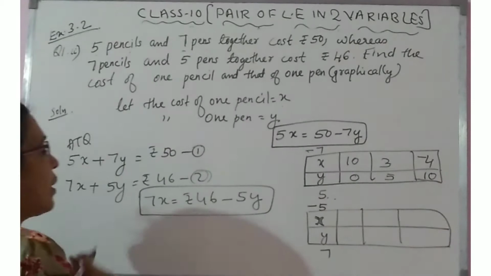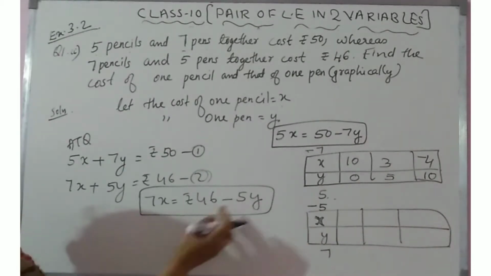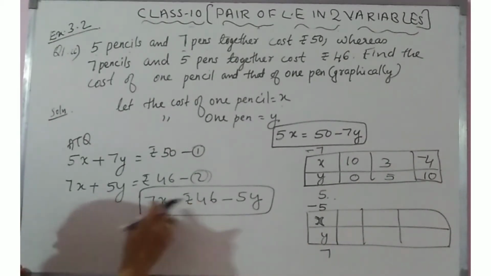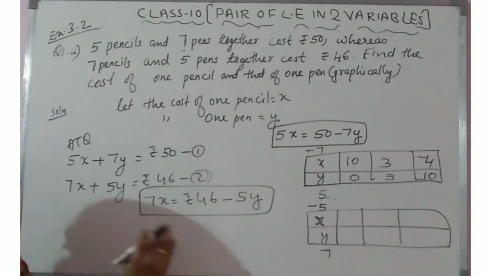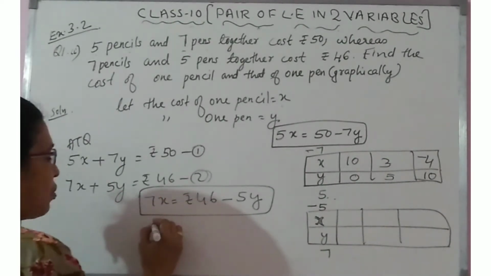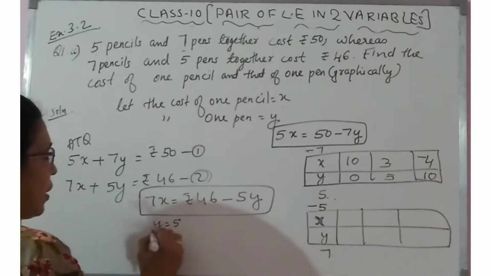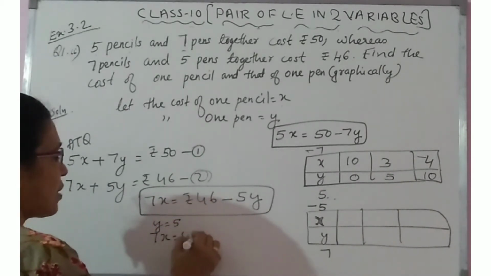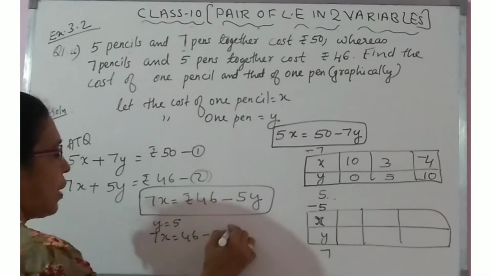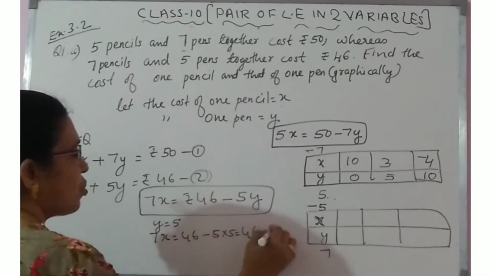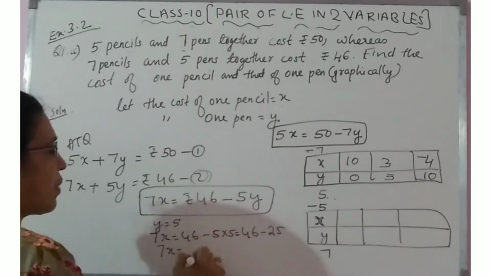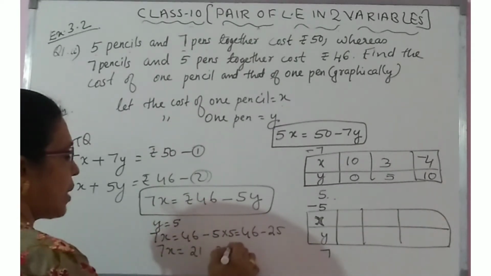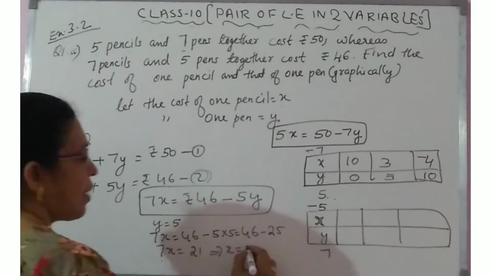While finding the solution, if you take y is equal to 0 here, then we are getting 46. 46 is not there in the 7 table. So you have to try some other number. You have to calculate in mind and find it out. So here I am going to substitute y is equal to 5. Now 7x is equal to 46 minus 5 into 5. That is 46 minus 25, so 7x is equal to 21. That implies x is equal to 21 divided by 7, which is 3.